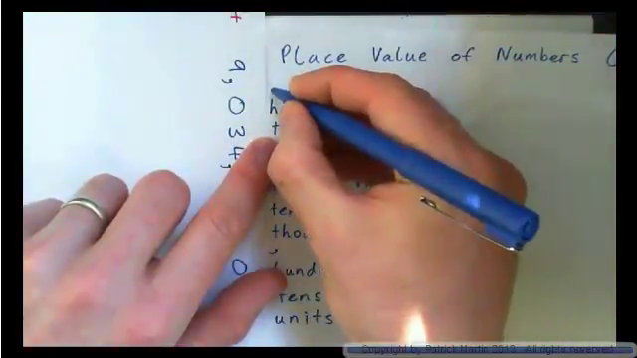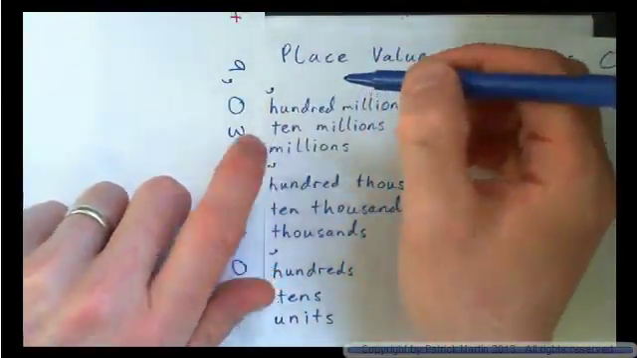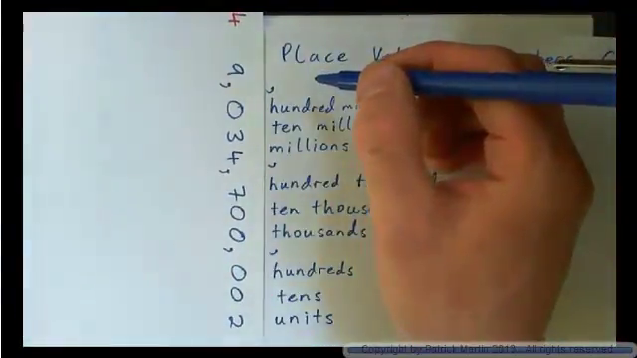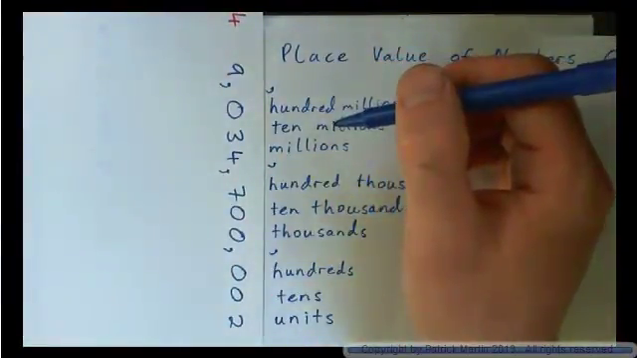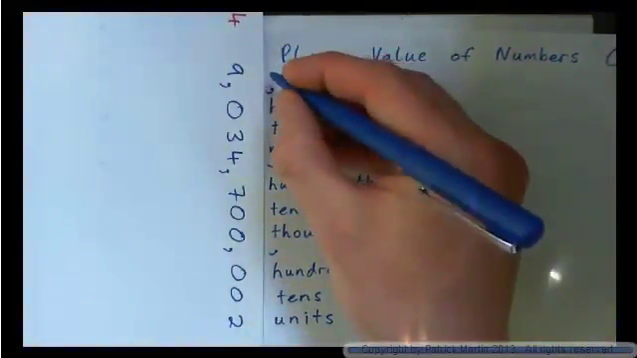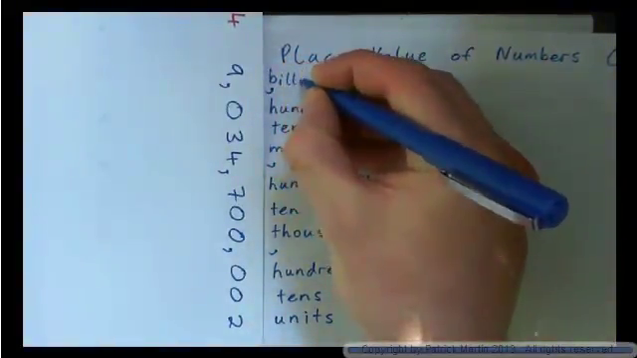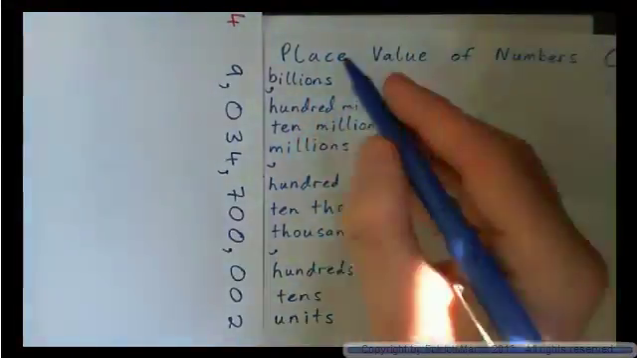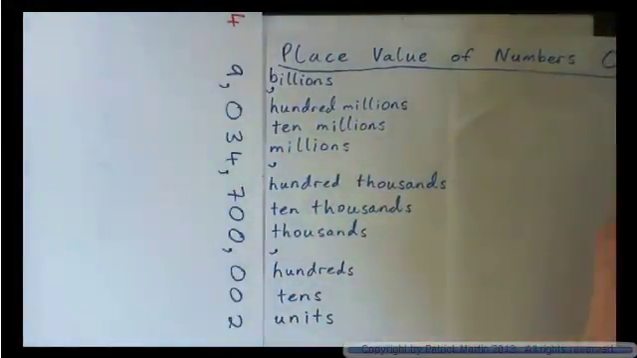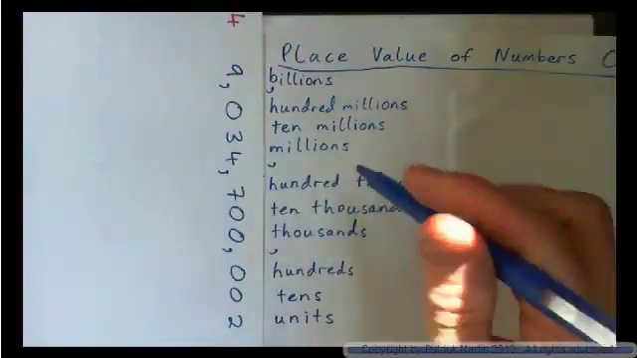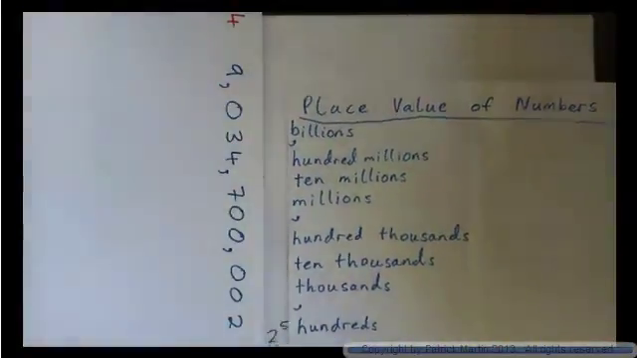Now, then there's a comma. And what comes after that? What's more than 100 million? Billions, right? So I think that's pretty much as far as we'll go, up to the billions, right?